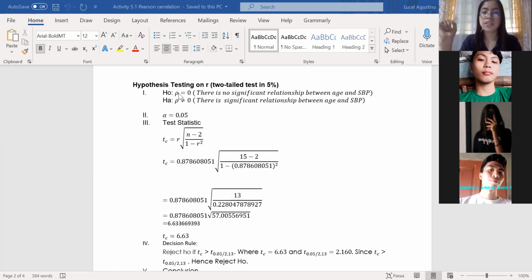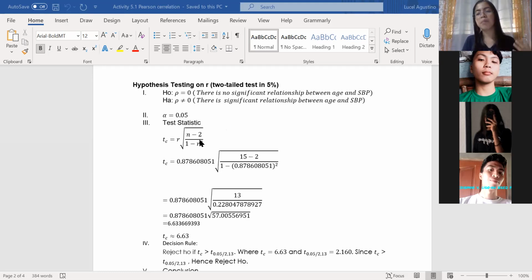Or in other words, there is no significant relationship between age and SBP, or between your variable 1 and variable 2. And then your alternative hypothesis is that your R, or rho, is not equal to 0. So there is a significant relationship between age and SBP.